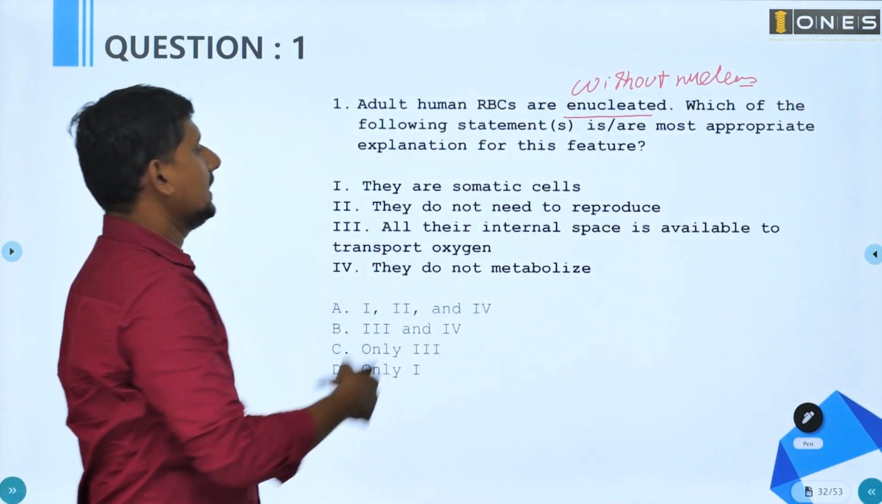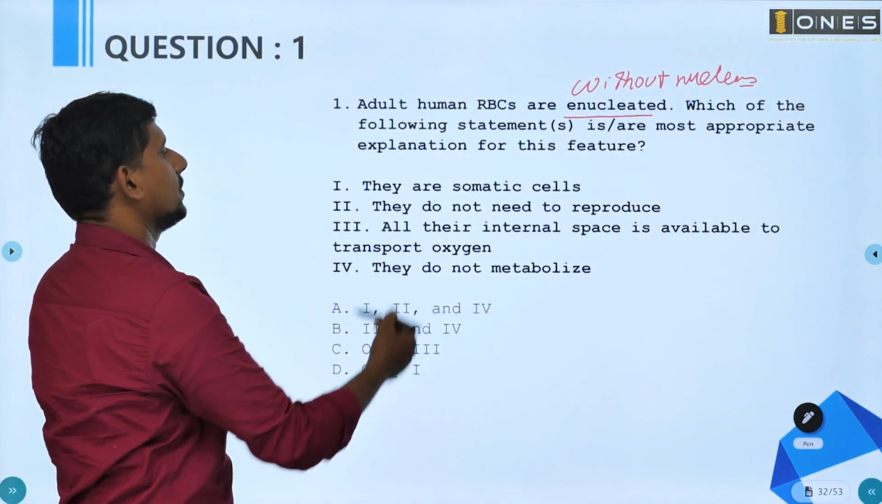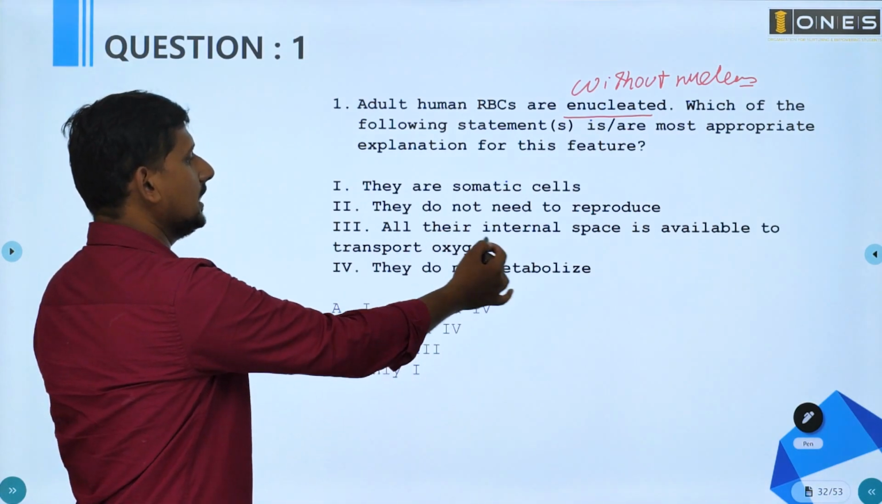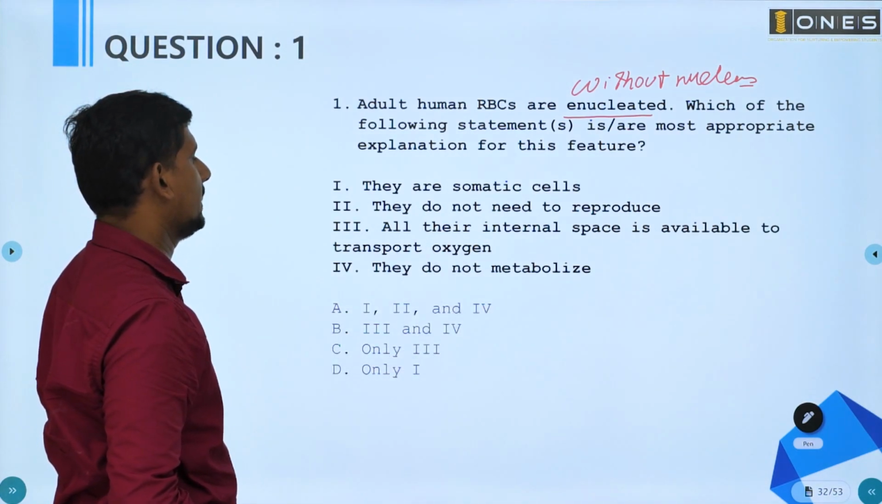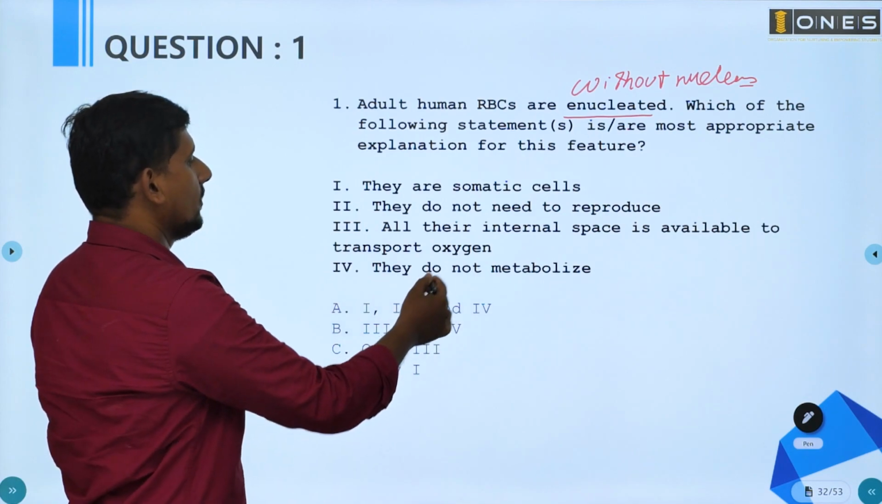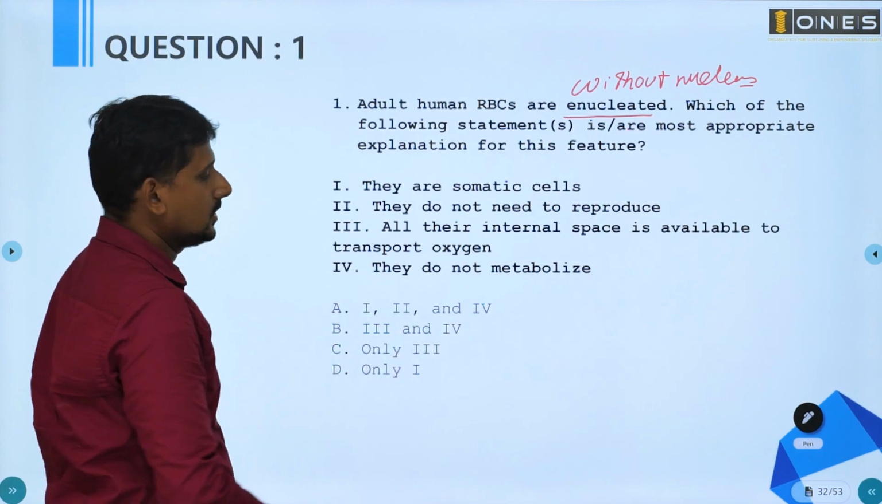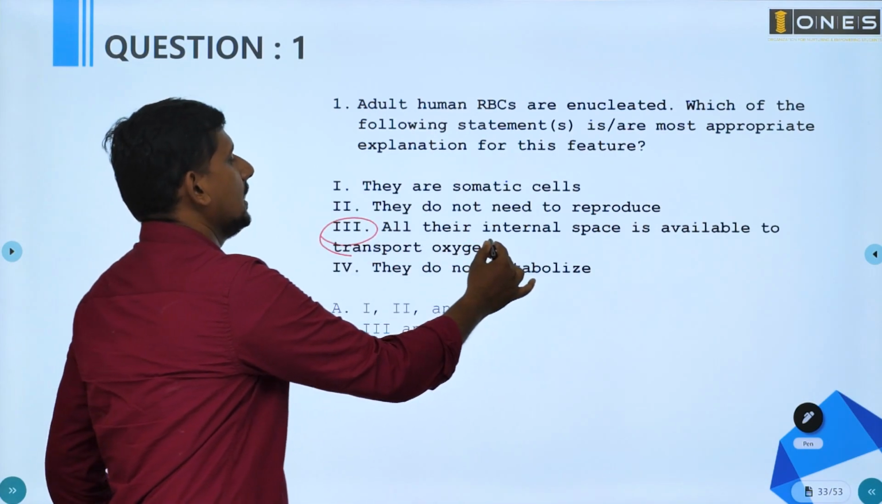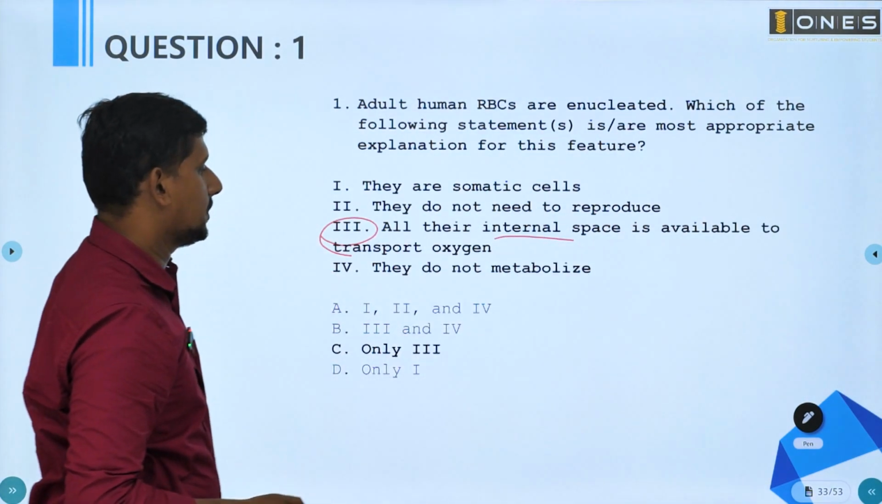Okay. So, which statement is correct? First one, they are somatic cells. Second one, they do not need to reproduce. Third one, all their internal space is available to transport oxygen. Fourth one, they do not metabolize. So, let's see what is the correct answer. Correct answer is third one. All their internal space is available to transport oxygen.